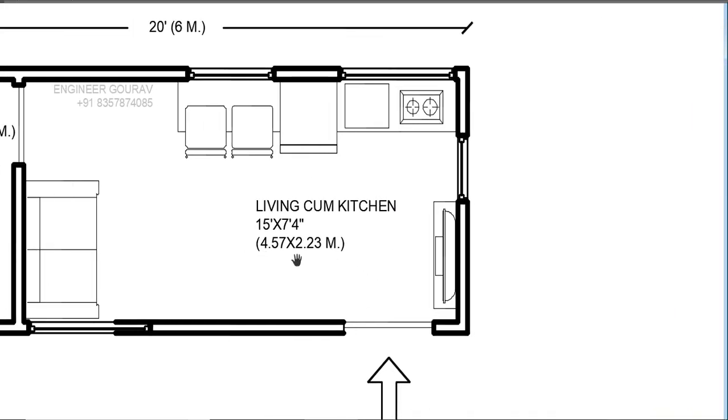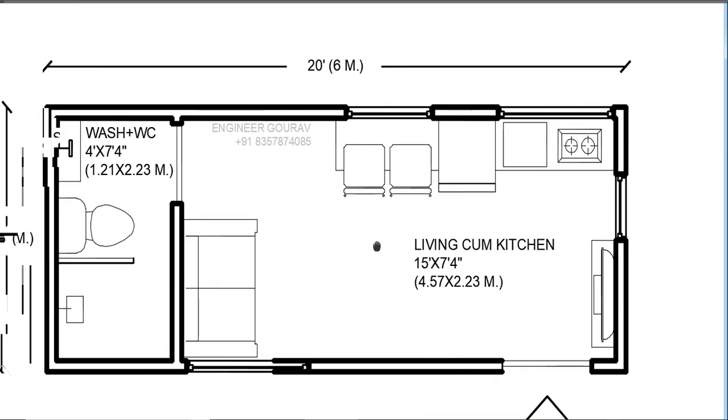So we have living plus kitchen area. You can see here the sofa arrangement and also a TV unit on the front wall, and we have kitchen cabinet with burner, sink and refrigerator arrangement, and dining counter with 2 chairs and 3 large size windows for ventilation and light purpose of this area.